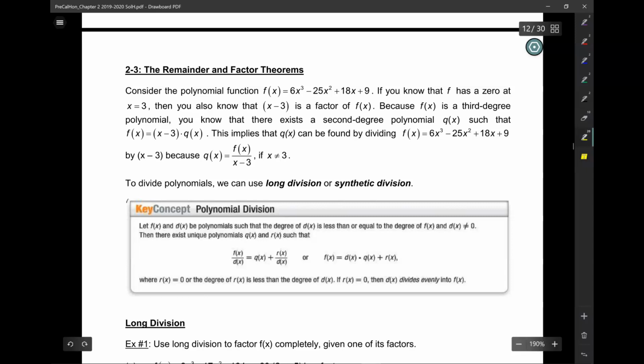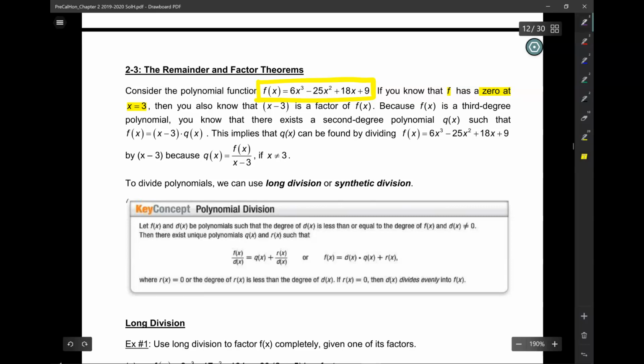Suppose you have a polynomial function like this, okay? If you know that f has a 0 at x equals 3, right? So this one has a 0 at x equals 3. Then we know that x minus 3 is a factor of f of x.